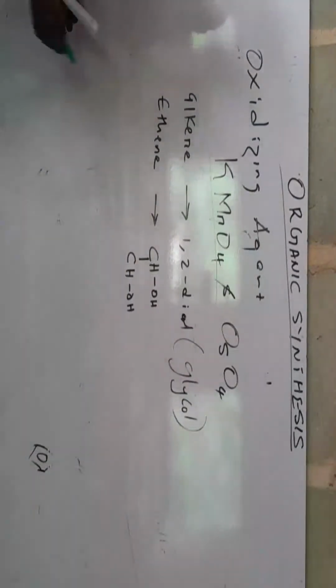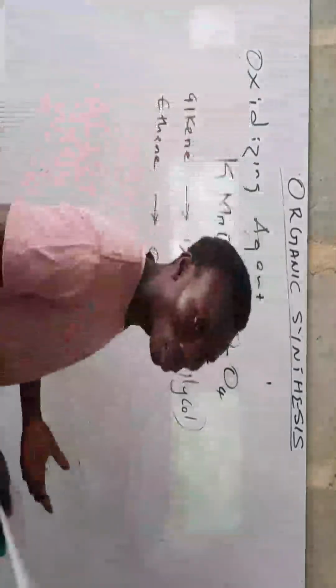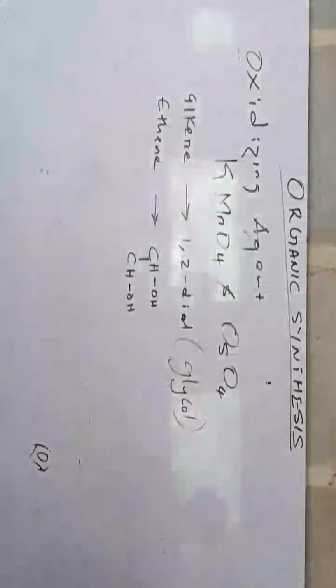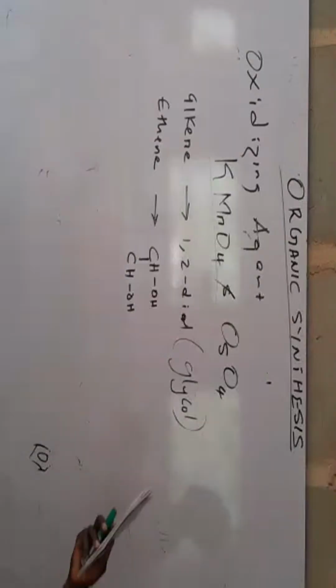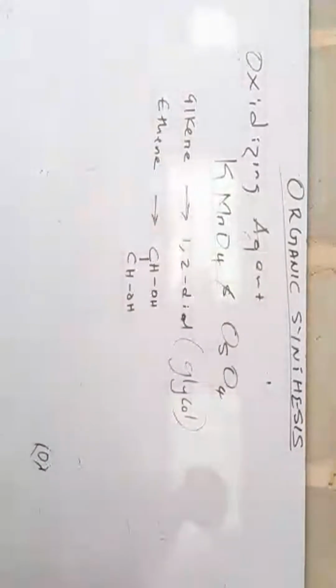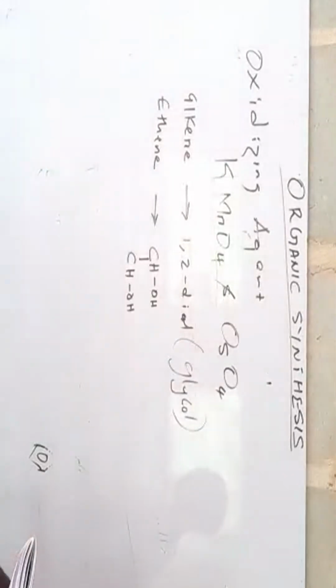So in comparison, KMnO4 gives lower yields of diol, while osmium gives a high yield of diol. However, both of them are expensive. I get my point now. In the case of OsO4, it can lead to what we call blindness, as it is toxic in nature. But KMnO4 does not lead to any blindness.